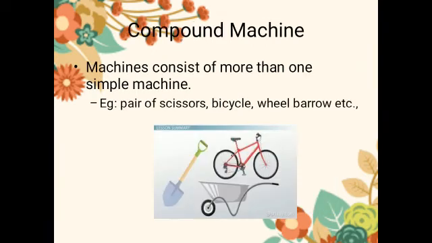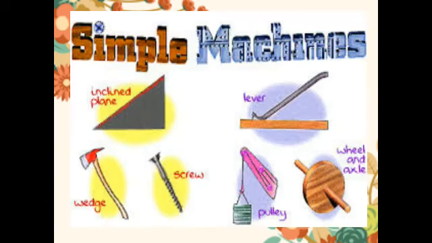And the compound machines are such machines which are made up of one or more simple machines, right? More than one simple machine. So compound machines are made up of more than one simple machine. So examples for compound machines might be wheelbarrow, bicycle, etc. And some simple machines are inclined plane, lever, wedge, screw, pulley, wheel and axle.